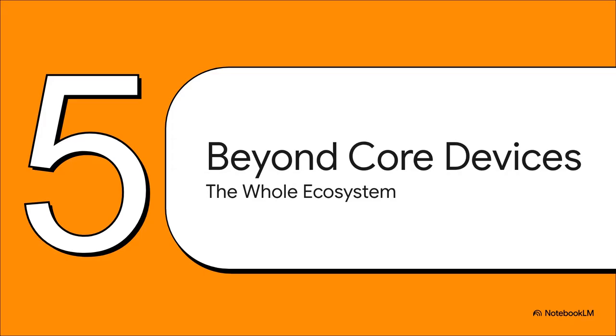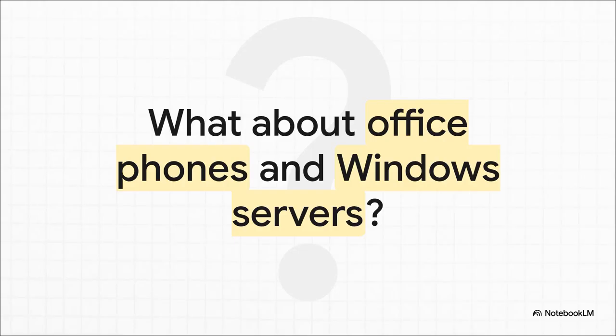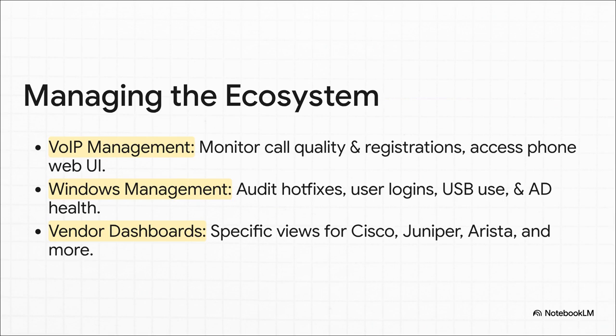But a modern network isn't just your routers and switches anymore. It's become this incredibly diverse ecosystem of connected technology. Exactly. Managing the core network is one thing, but what about all those other critical systems that depend on it? A true solution has to be able to see and manage them too. And this is what a unified view really means. It means you can monitor the call quality on your phone system, audit security patches and user logins on your Windows servers, and get specialized views for all your different hardware, all from a single dashboard. Those old barriers between teams, they just vanish.